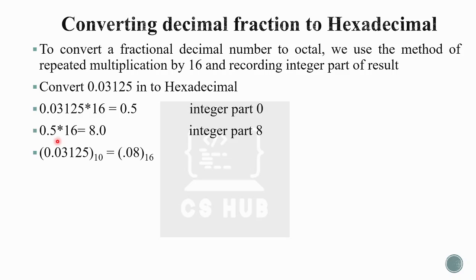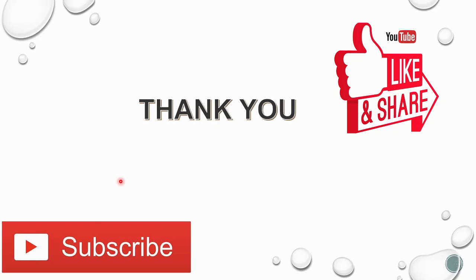The fractional part is again multiplied by 16. 0.5 multiplied by 16 is equal to 8. Here also 8 is the integer part, 0 is the fractional part. Record the integer part, and since the fractional part is 0, we can stop here. So 0.03125 to the base 10 is equal to 0.08 in hexadecimal, is the answer.